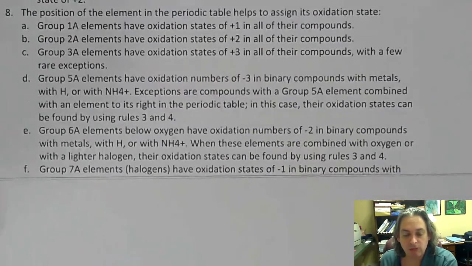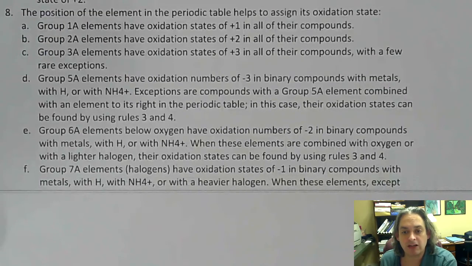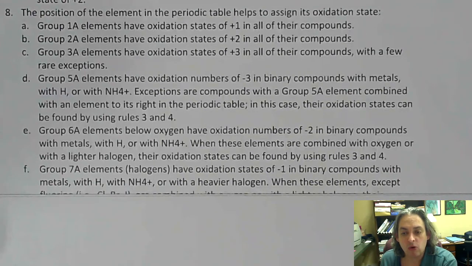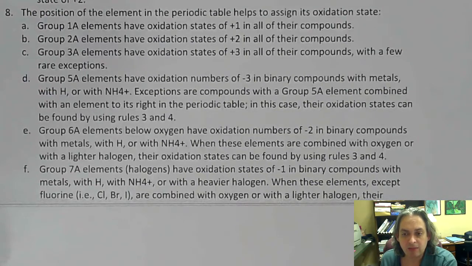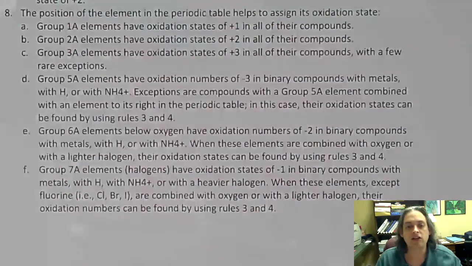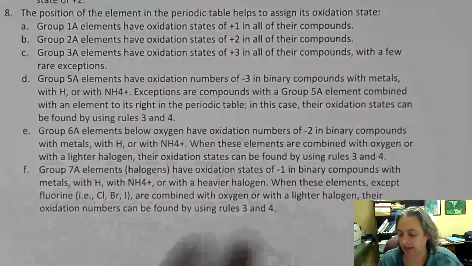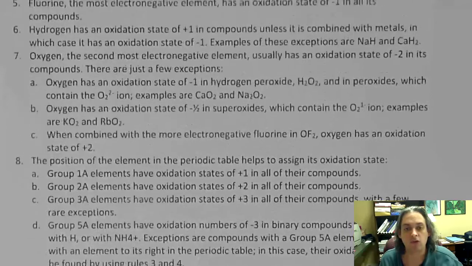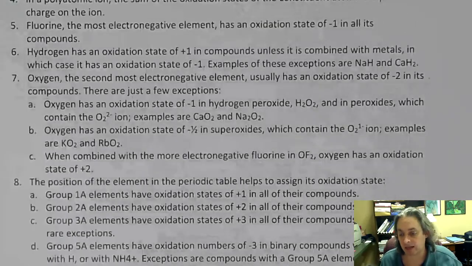And finally, group 7A elements, which are the halogens, have oxidation states of -1 in binary compounds with metals, with hydrogen, with the ammonium ion, or with heavier halogens. When these elements, except fluorine, so chlorine, bromine, iodine, are combined with oxygen or with a lighter halogen, their oxidation numbers can be found by using rules 3 and 4. These are the 8 rules to determine the oxidation states for any element that you might come across. Now let's work some examples.